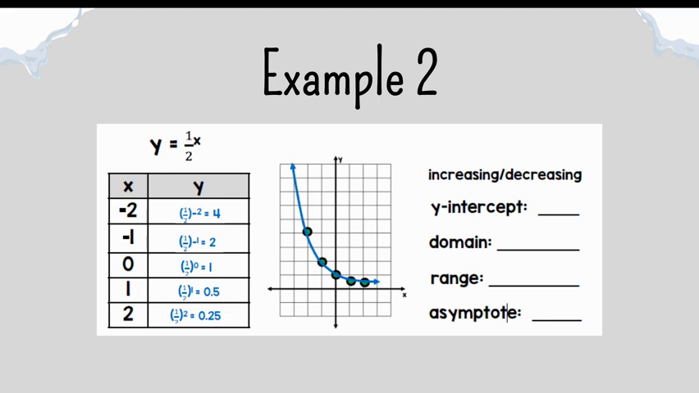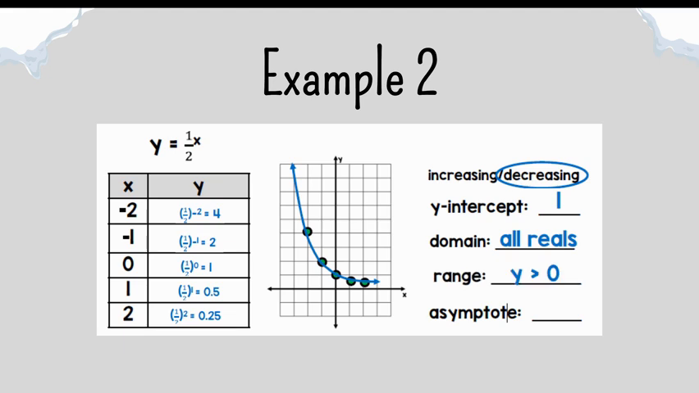So notice it's pretty much the exact opposite graph as what we had in the last example. This would be exponential decay because as we read from left to right, we are decreasing. The y-intercept is still 0, 1. The domain will always be all reals. And the range, we still have that asymptote, so y is greater than 0.